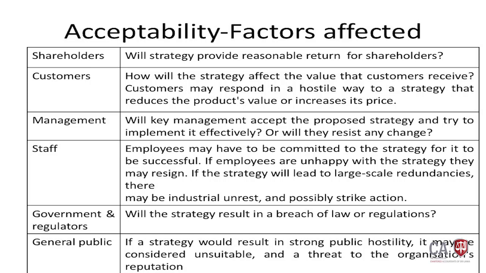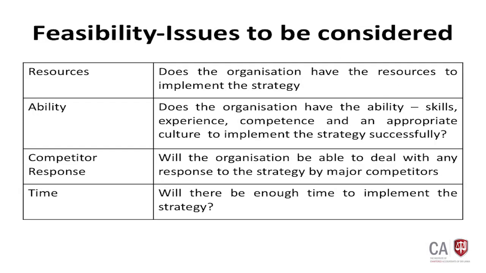Then from the general public point of view, we also have to look at the applicability. So, you have to check whether the proposed strategy meets the expectations of the general public. Otherwise, there will be strong public hostility to it and you will not be able to implement it. Then feasibility, you know the meaning of feasibility. So, feasibility refers to the practicability and the capability of implementation of the proposed strategy.